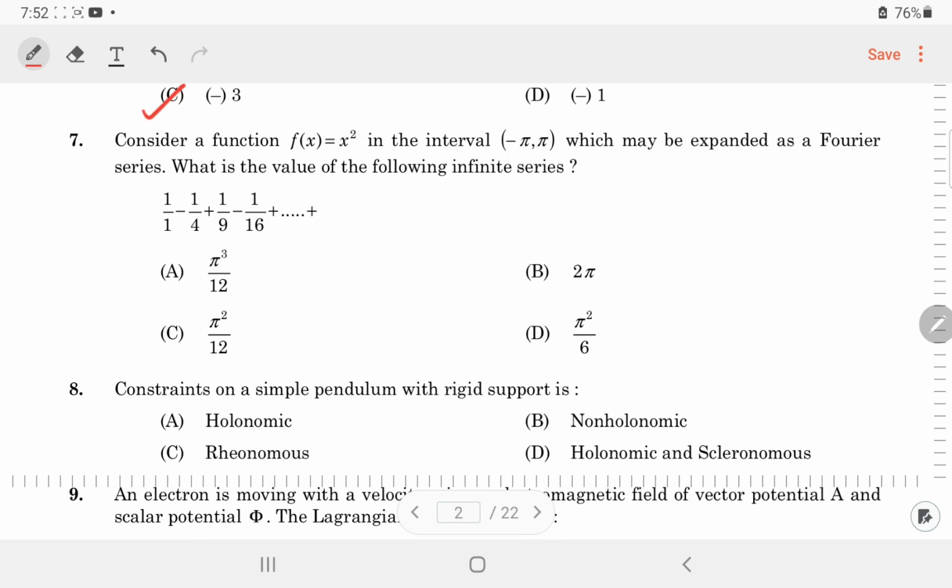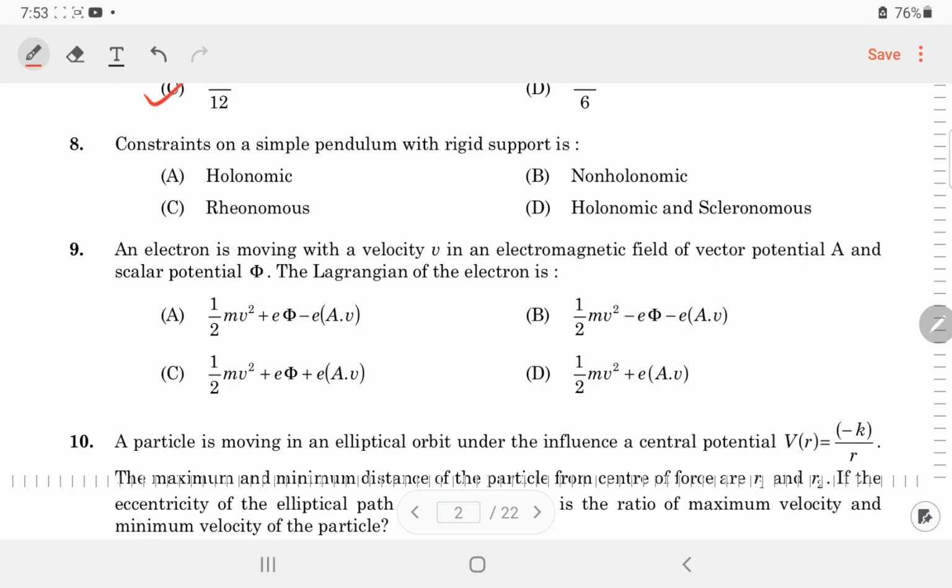Question number 7. Consider a function f of x equal to x square in the interval minus pi to pi, which may be expanded as a Fourier series. What is the value of the following infinite series? The series is given. The answer is option C, pi square by 12. Question number 8. Constraints on a simple pendulum with rigid support are. The answer is option D, holonomic and scleronomous.